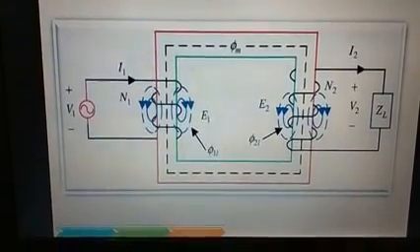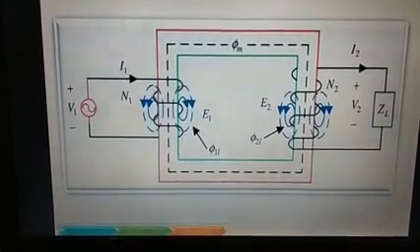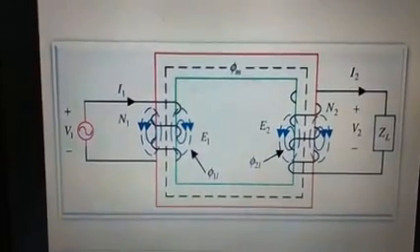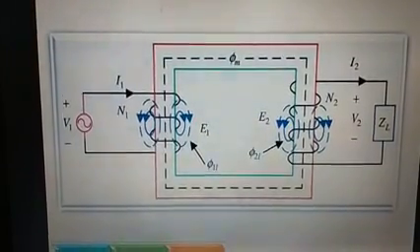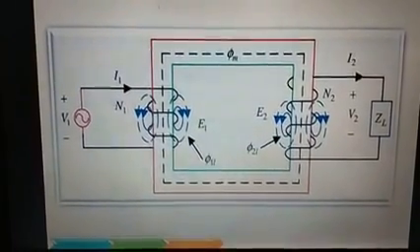So this phi 1L and phi 2L are the leakage flux. It is the undesired flux, whereas phi m is the desired flux.